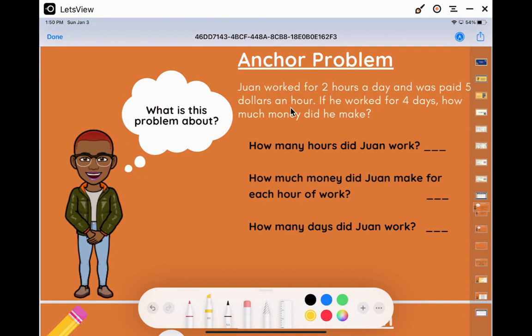Did you say that Juan worked for 2 hours? If you did, you're absolutely correct. Juan worked for 2 hours. Next question for the Nearpod.